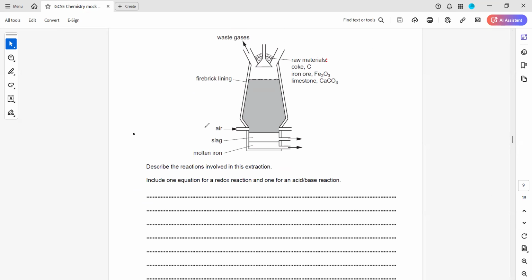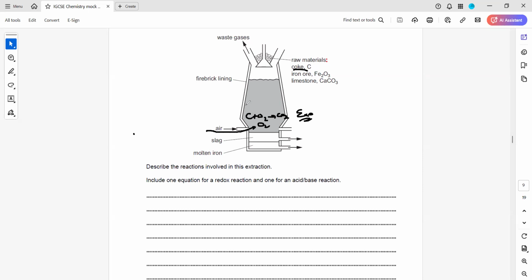Air enters from the bottom, which mainly contains 78% nitrogen, 21% oxygen, and the remaining other gases. But the active component of air is oxygen. And we add coke first. When we add the coke from the top, carbon reacts with oxygen to give carbon dioxide. This reaction is exothermic, so the temperature of the furnace increases.